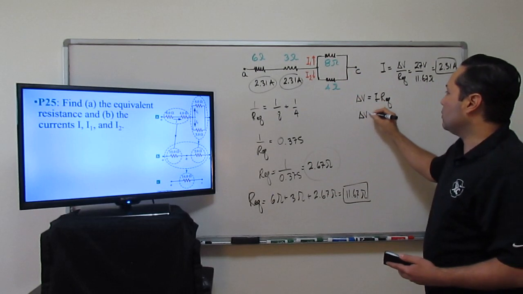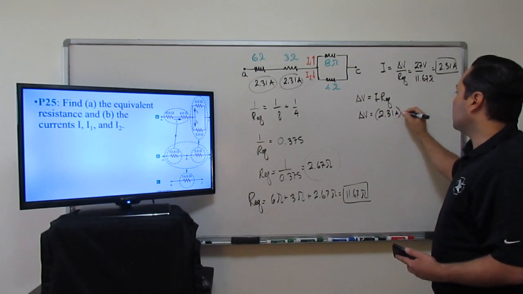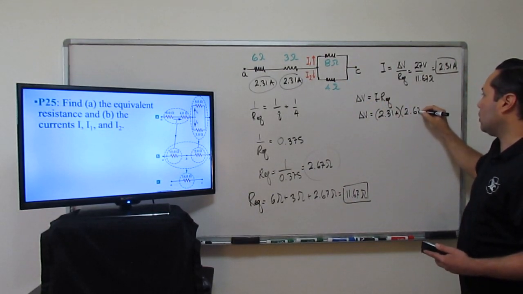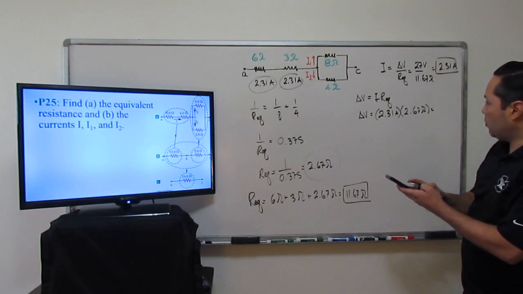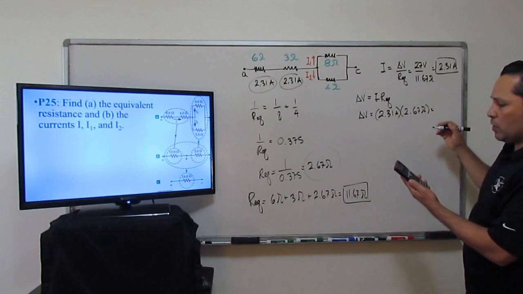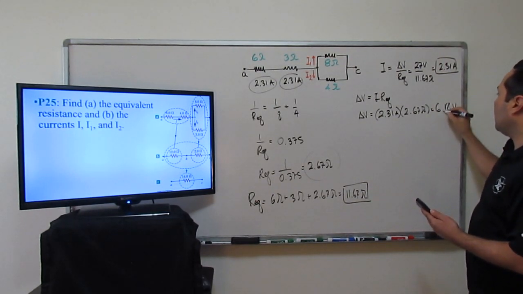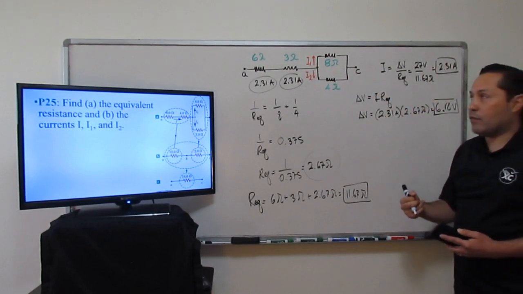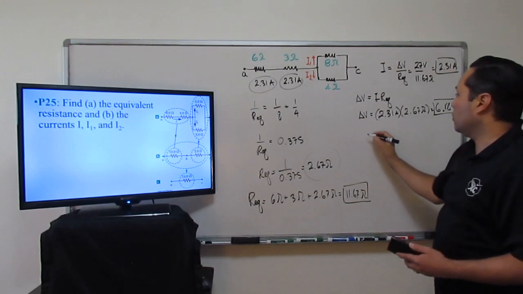So it's going to be delta V is equal to I, 2.31, multiplied times the equivalent resistance for the parallel section of our circuit. So that's going to give us the following, times 2.67. We're going to round it off to 6.18, and that is our potential difference for that part of the circuit. Now that we have that, we can use this formula again for I1 and I2. So it'll look like this.